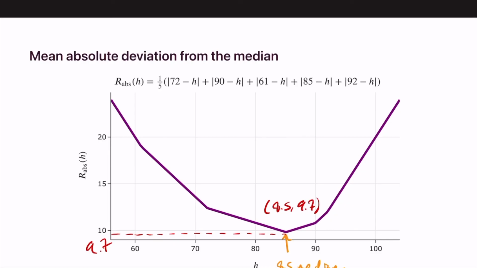So on average, each of these data points is 9.7 units away from the median. And of course, that's for H star. If we use anything else for H, that 9.7 becomes worse, or a worse measure of the spread, not as accurate.